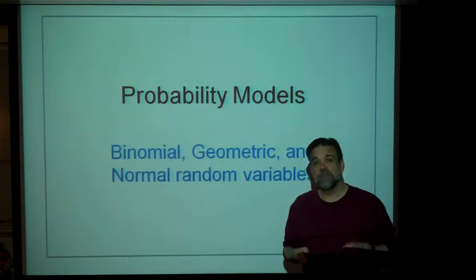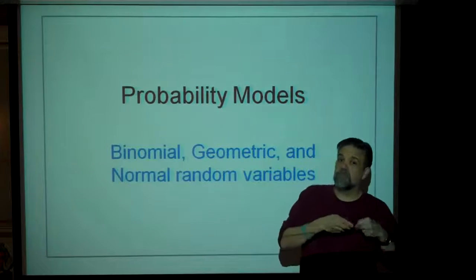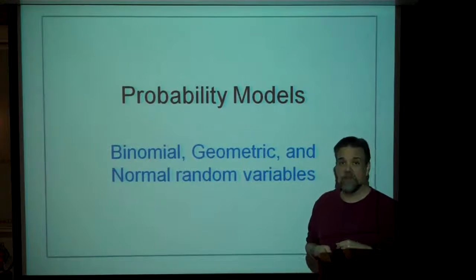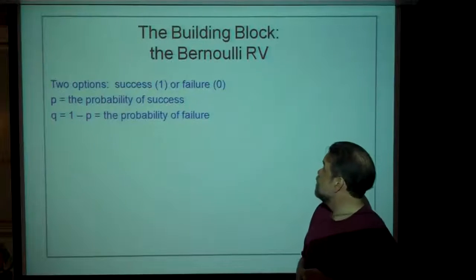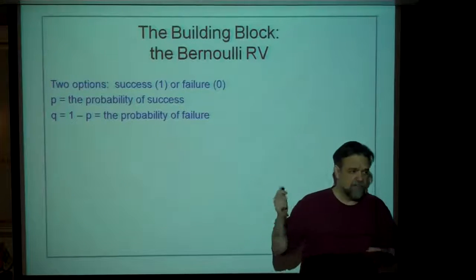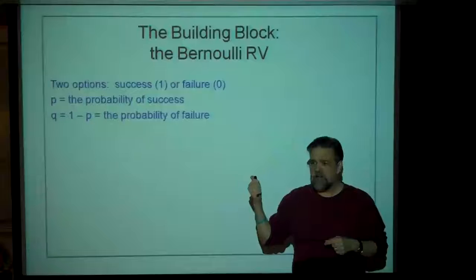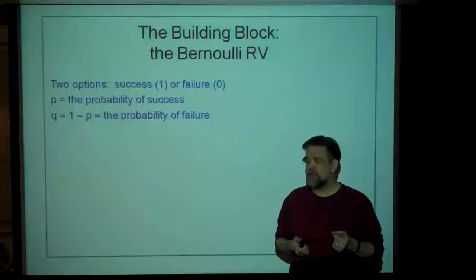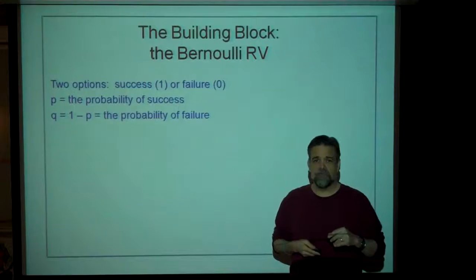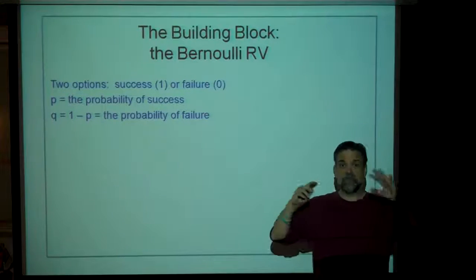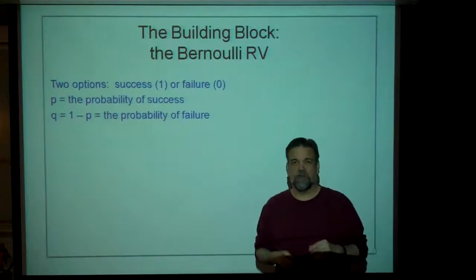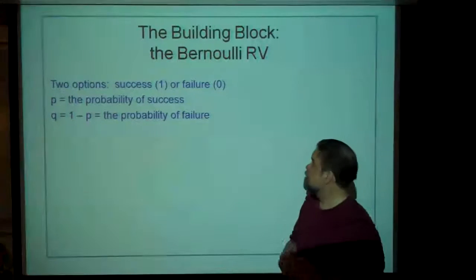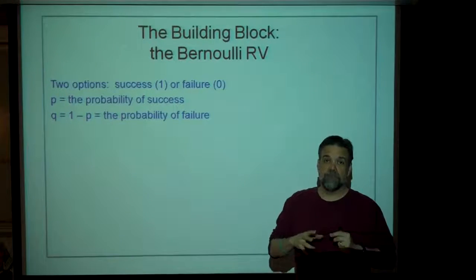The way to look at binomial and geometric is to look at the building block that makes up the binomial and geometric models, and that is the Bernoulli random variable. This is named after one of the Bernoulli brothers. I think it was Jacob Bernoulli, a very famous Swiss mathematician, and his whole family was made up of really impressive mathematicians. But anyway, it's a really simple random variable.